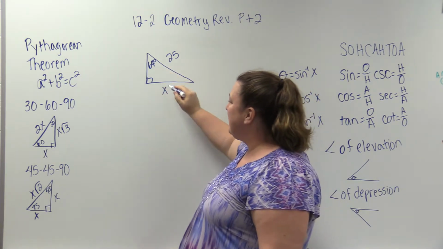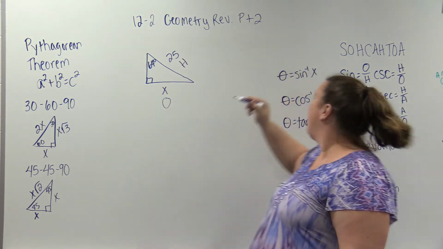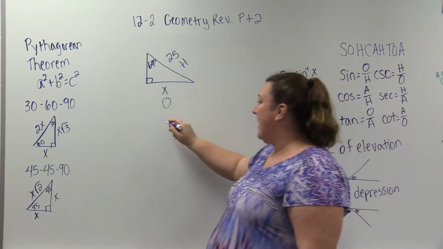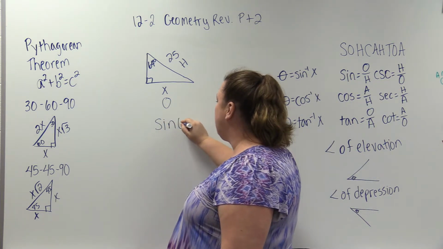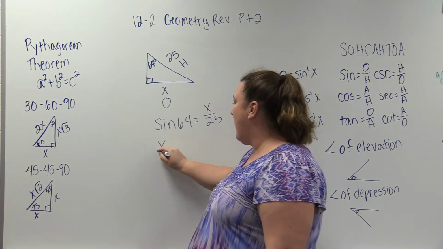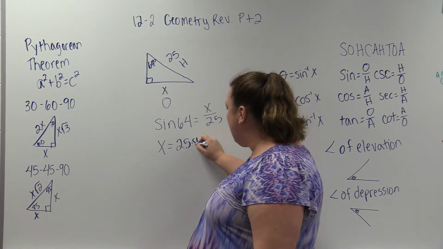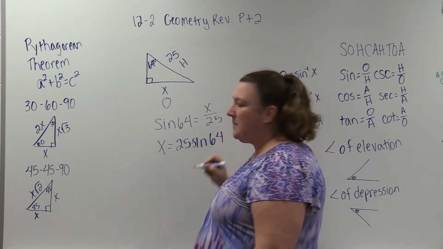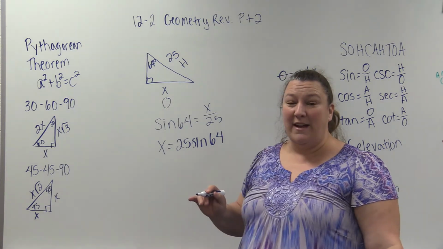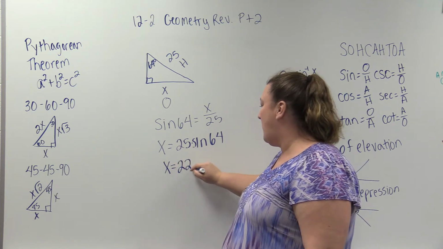In relationship to 64, I have the opposite and the hypotenuse. Remember, when I'm looking for opposite and hypotenuse, I'm talking about sine. So the sine of 64 is x over 25. So x equals 25 times the sine of 64. And in our calculator, we need to calculate that. Make sure we are in degree mode. And x will equal 22.5.